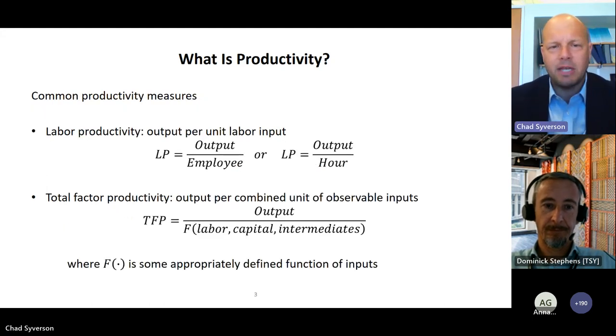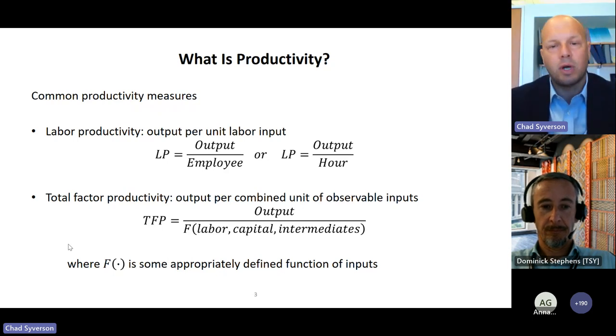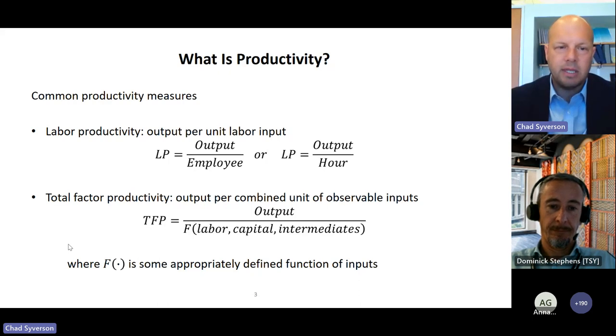Some common productivity measures you might be used to hearing about: labor productivity is probably the most commonly used one. That's output per unit of labor input, which could be either per employee, so output per employee, or sometimes you'll see output per worker hour. Either way, those are both measures of labor productivity because the only input used in the denominator is labor.